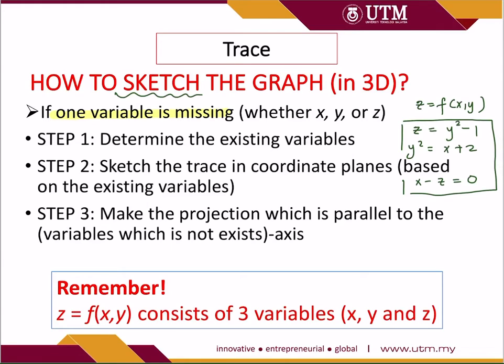Okay, so the first step is we need to determine the existing variables. What are the existing variables? For example, in this case it is z and y, or y and x, or x and z. And then step 2, we need to sketch the trace based on the coordinate planes. Coordinate planes means, for example, z and y, meaning the yz plane, or the xy plane, or the zx plane. And then we need to do the projection.